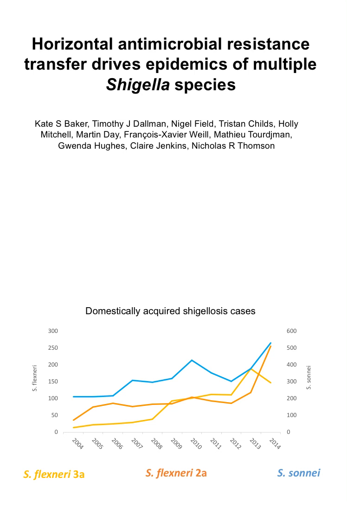Welcome to the supplementary animation for our manuscript, Horizontal Antimicrobial Resistance Transfer Drives Epidemics of Multiple Shigella Species. What this study really does is document for the first time how the horizontal transfer of antimicrobial resistance has real-time impacts in determining pathogen epidemics.